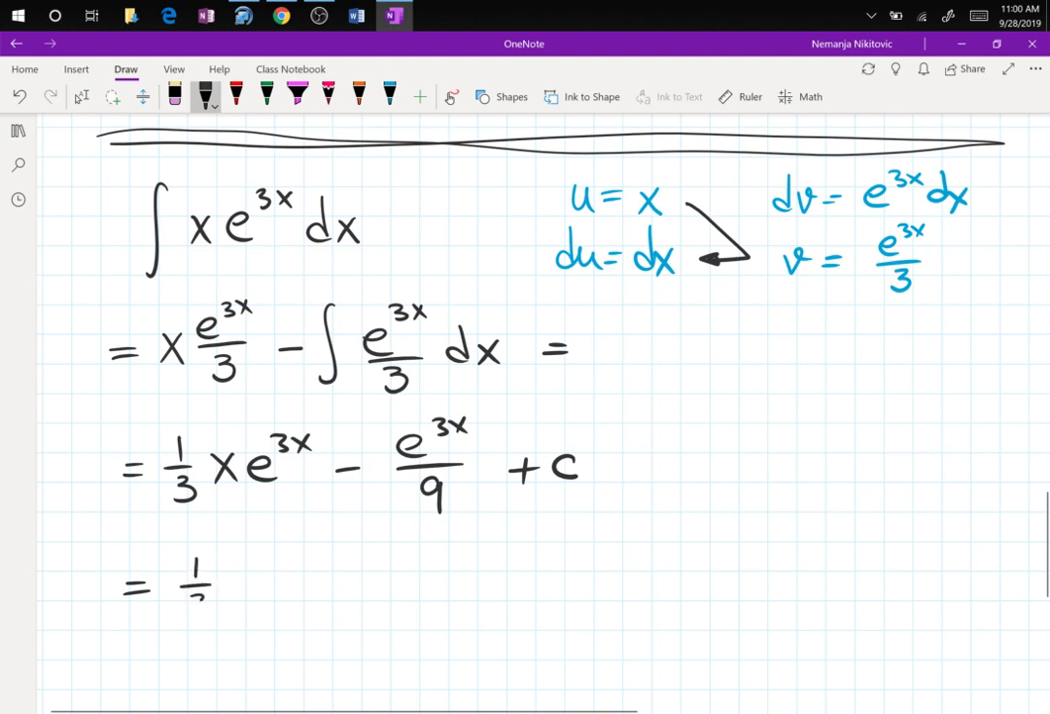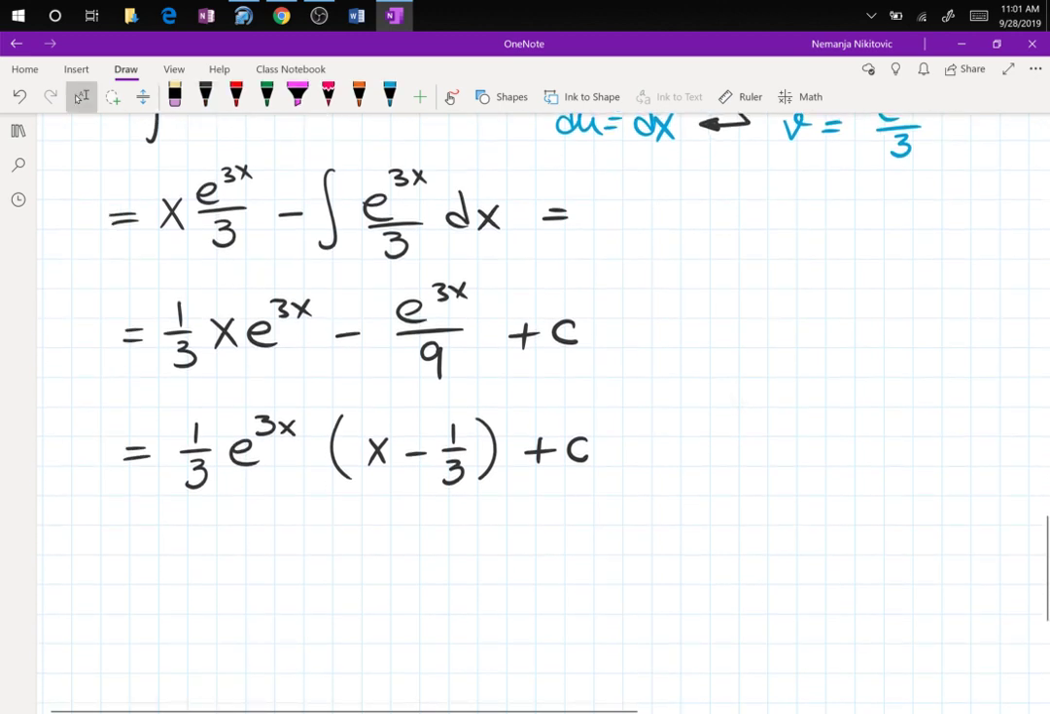So we're going to kick out 1/3 e to the 3x, and then we're going to have x minus 1/3 plus c. I think that's what we have. Yep. And that is the answer, right? We integrated. Let's say you want to check. Well, you will have to use the product rule to check this.